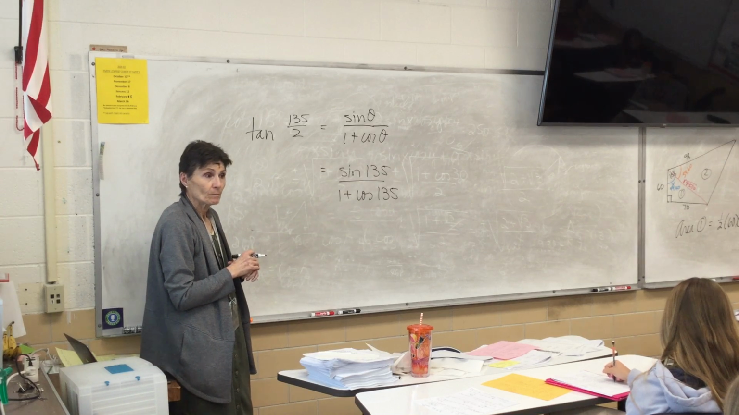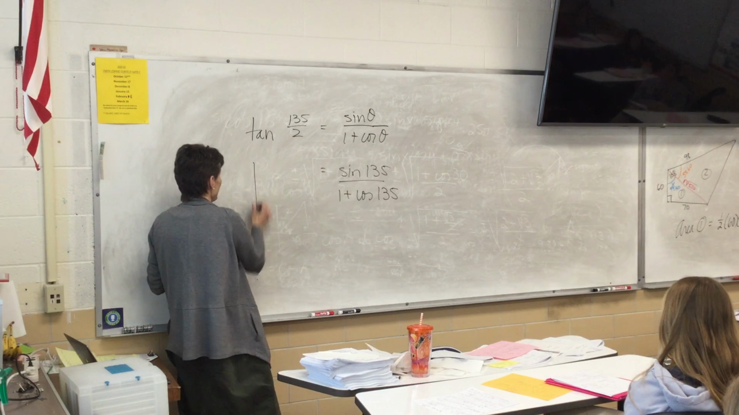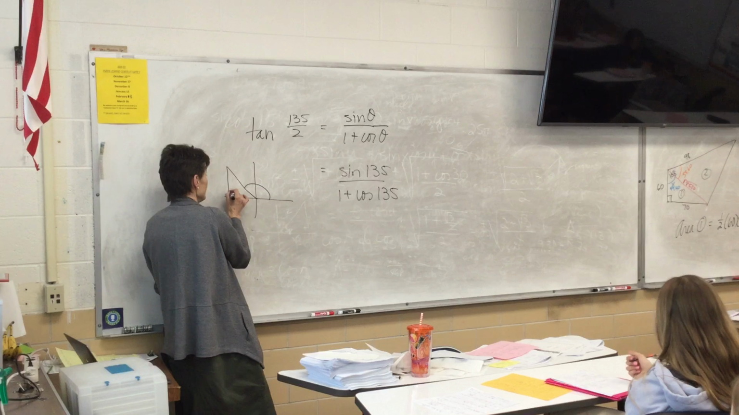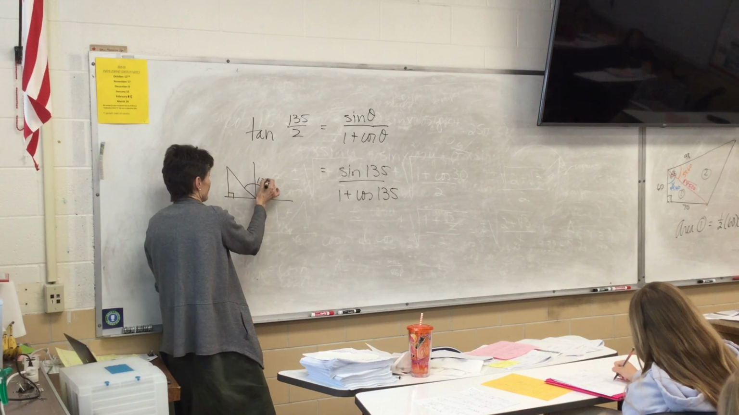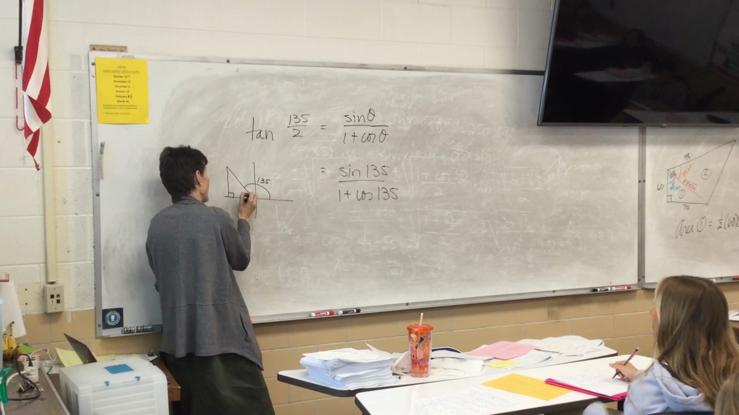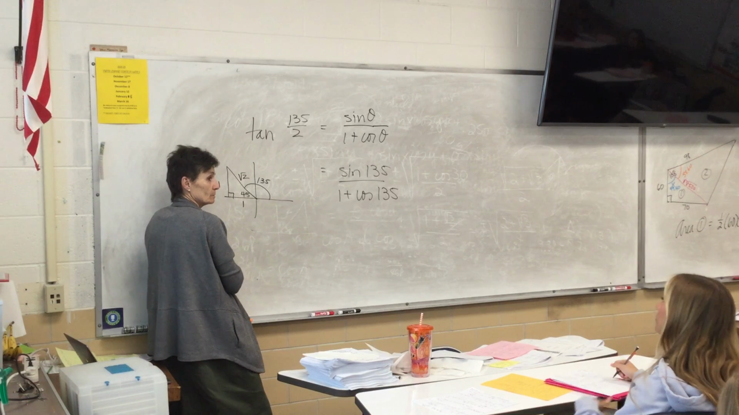Okay, with me? We're going to find numbers now to plug in here. So I'm going to draw 135, which is over here. What's my reference angle? 45. So 1, 1, root 2.